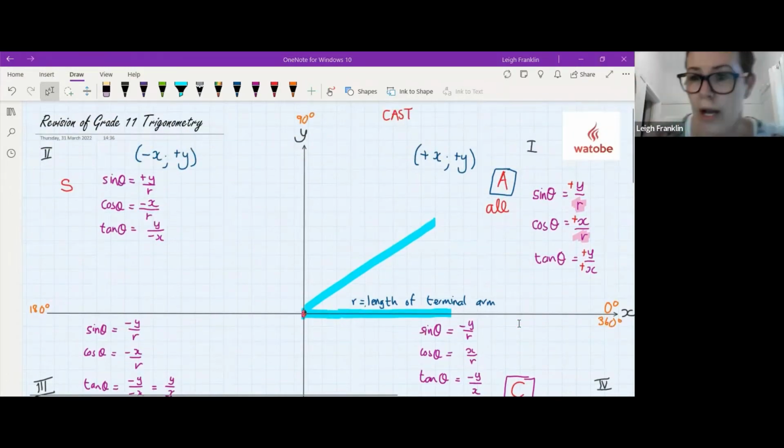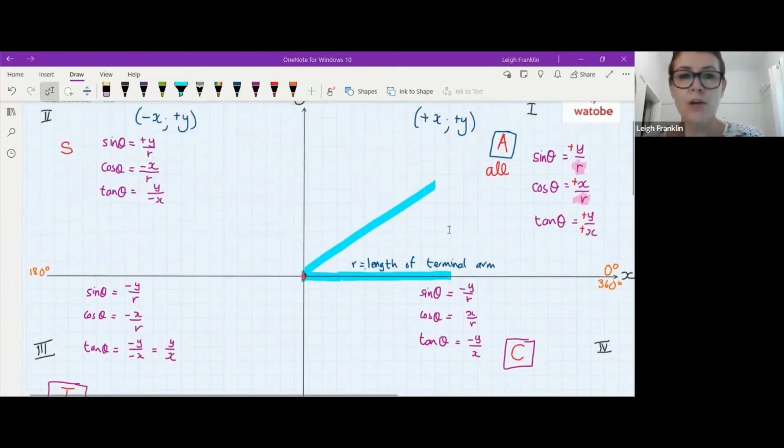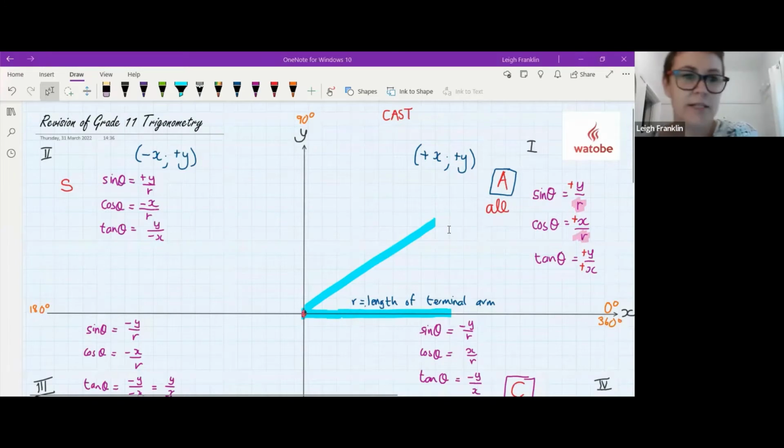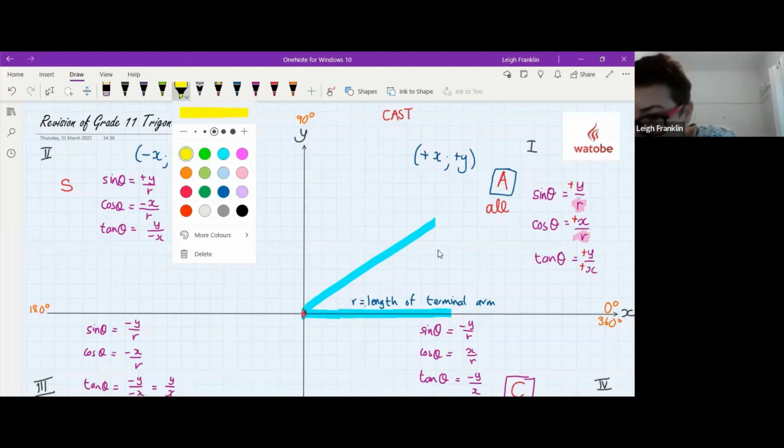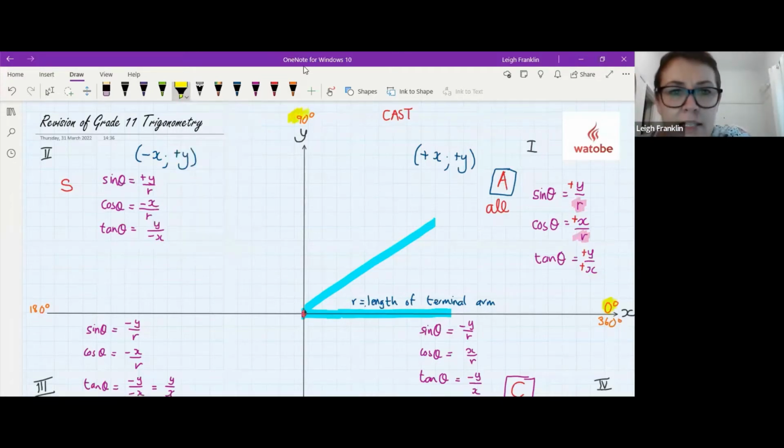So now let's talk a little bit more about this terminal arm and its ability to swing around the origin. All right, because we people have decided that 0 degrees, let me just highlight it, you know that already, that 0 degrees is over here and 90 degrees is up there and 180 is over there. We have decided that when the terminal arm swings in an anti-clockwise direction, then angles are positive. So in other words, if the terminal arm is going in that direction, all angles are positive.